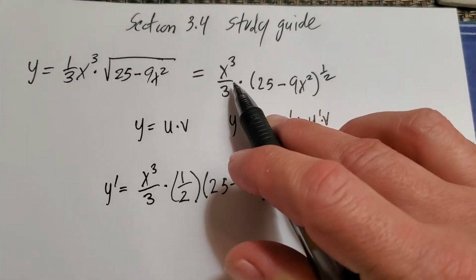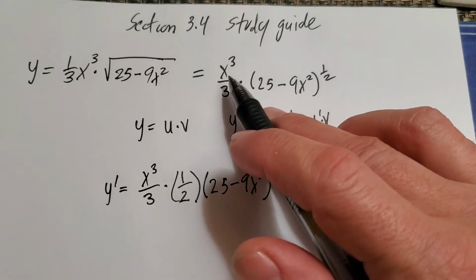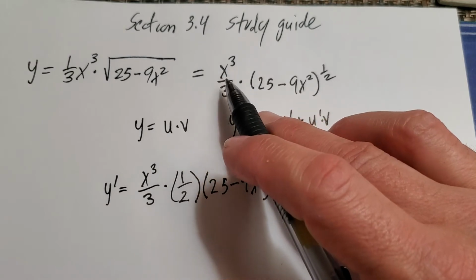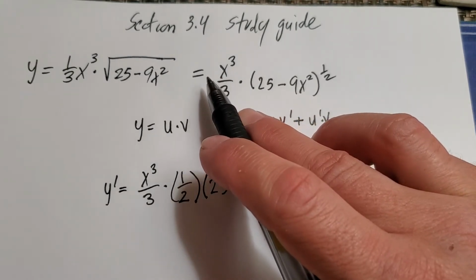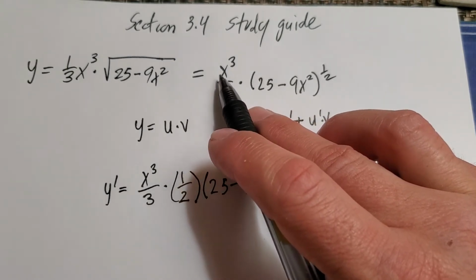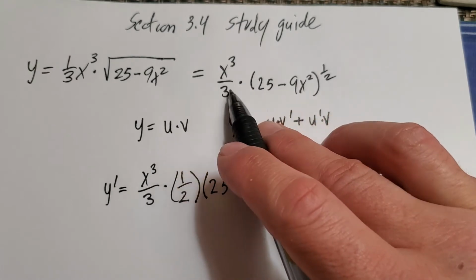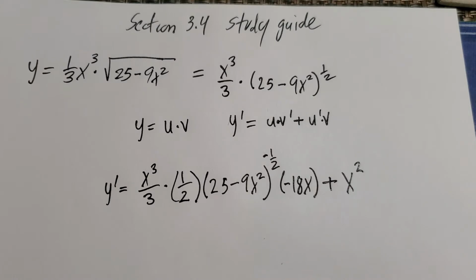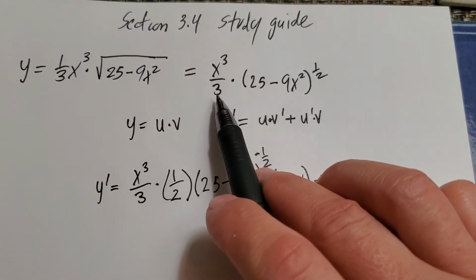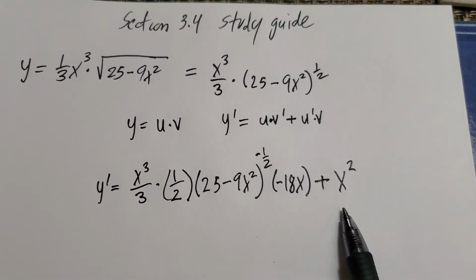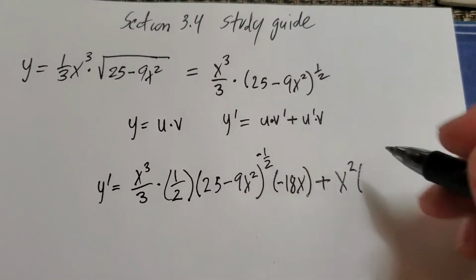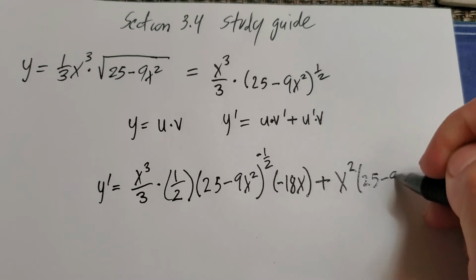plus the derivative of the first thing, x cubed over 3. That's going to be 3x squared over 3, because the 3 goes here as a coefficient when I bring the exponent forward, and this 3 will cancel out, leaving me with x squared. So the derivative of x cubed over 3 is just x squared, times the second factor, left unaltered.